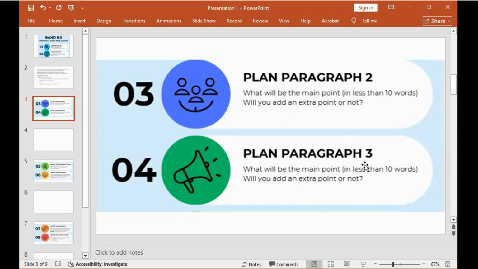So if I say main point, that means you are picking 1 point. Now you cannot decide to add 1 extra point. Or you can just say you want to focus on that one main point. For paragraph 3 too, the same thing. Okay?